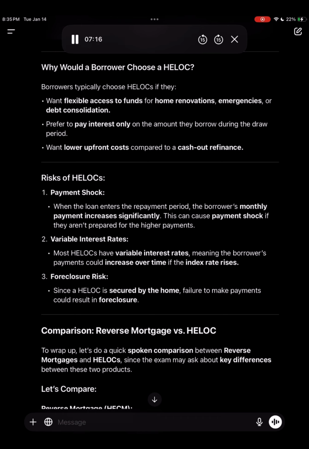Risks of HELOCs. 1. Payment shock. When the loan enters the repayment period, the borrower's monthly payment increases significantly. This can cause payment shock if they aren't prepared for the higher payments. 2. Variable interest rates. Most HELOCs have variable interest rates, meaning the borrower's payments could increase over time if the index rate rises. 3. Foreclosure risk. Since a HELOC is secured by the home, failure to make payments could result in foreclosure.